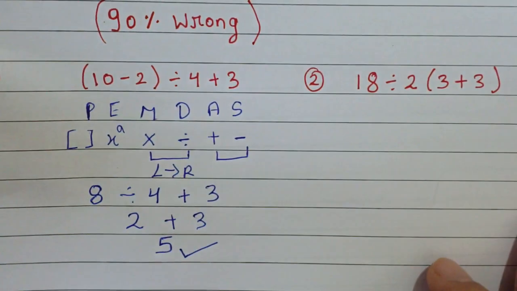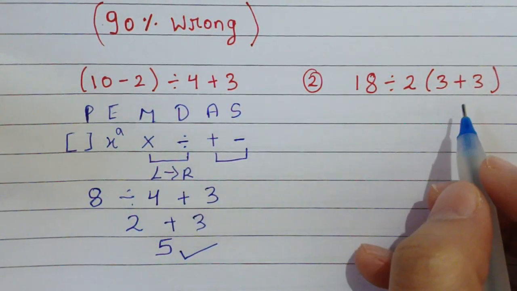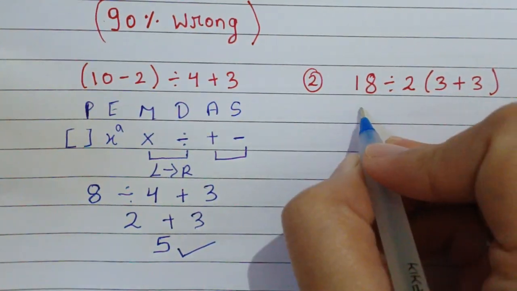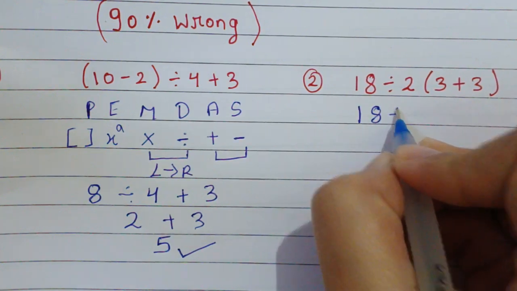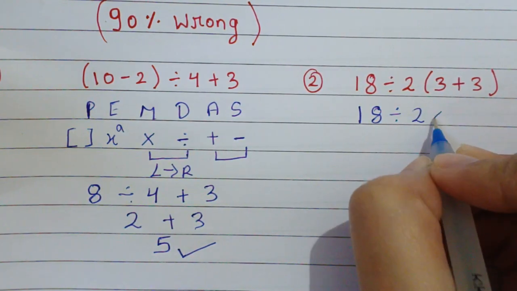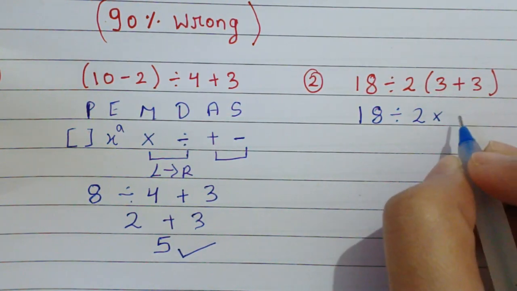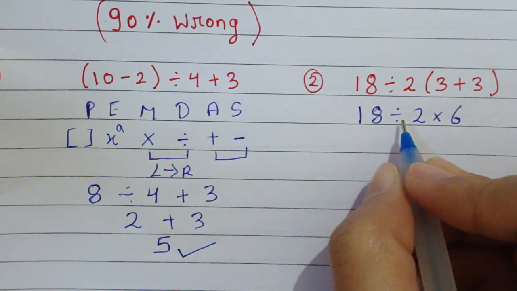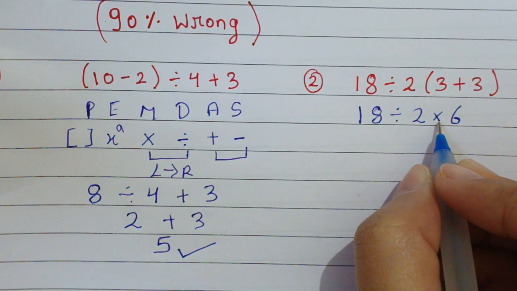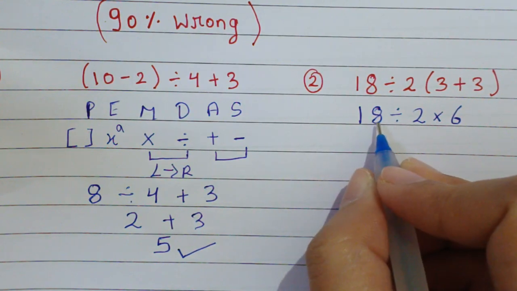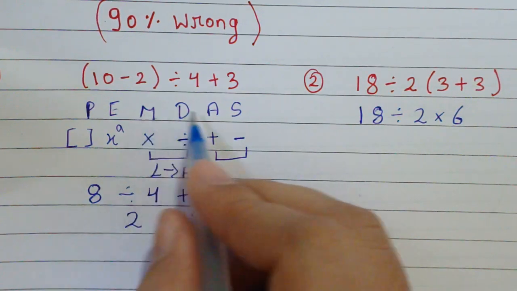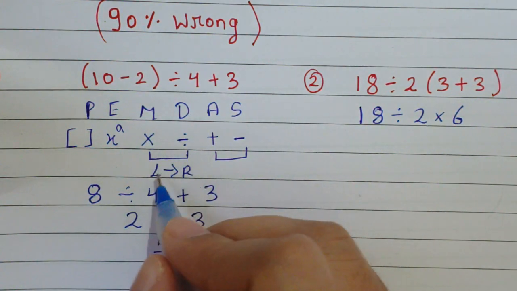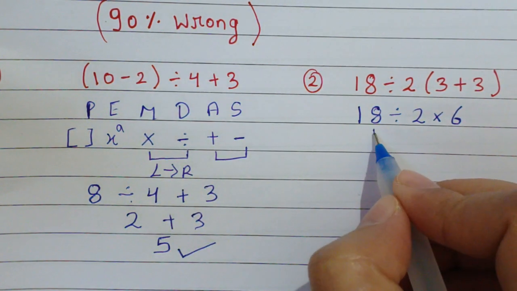Then in this way you can solve this expression also. So here 18 divided by 2 times 3 plus 3, which is 6. Then here division and multiplication is there. So as you know, both have equal priority. Therefore, we go from left to right. So we first solve this part.